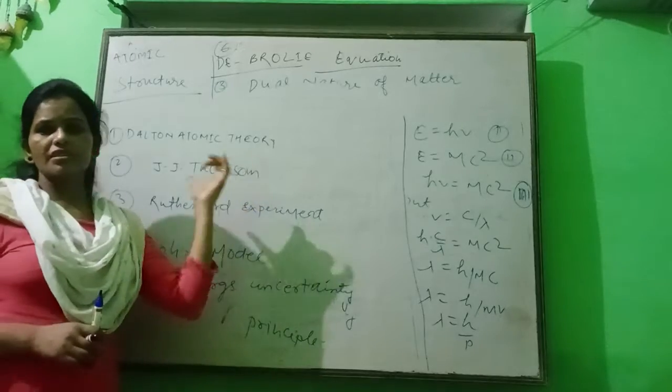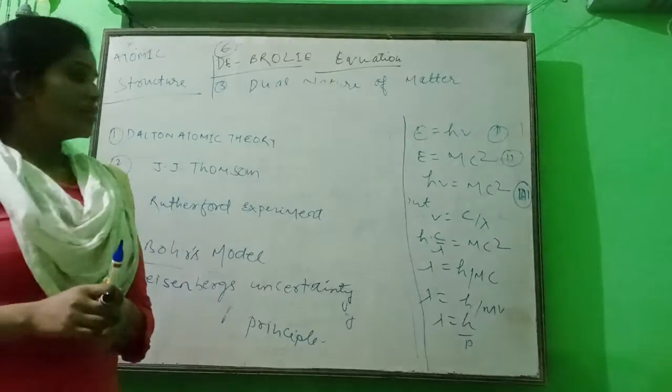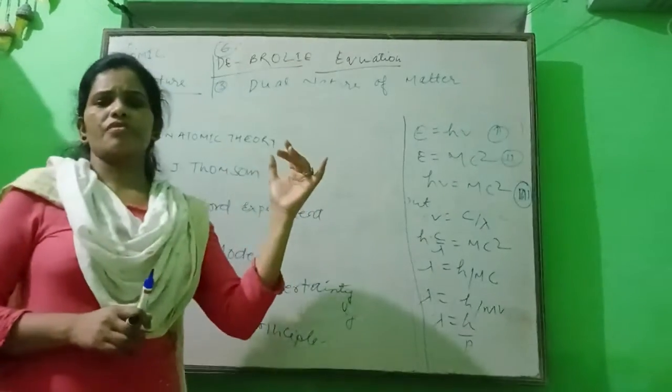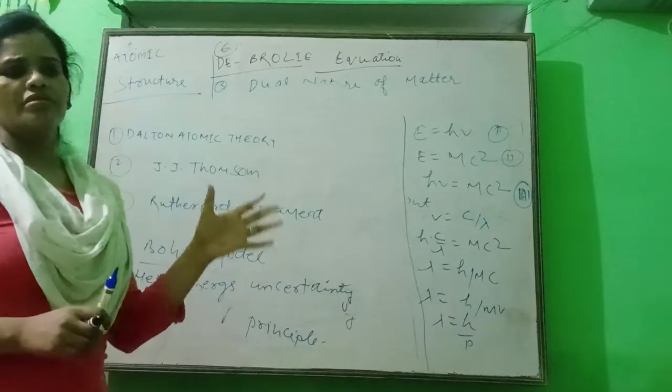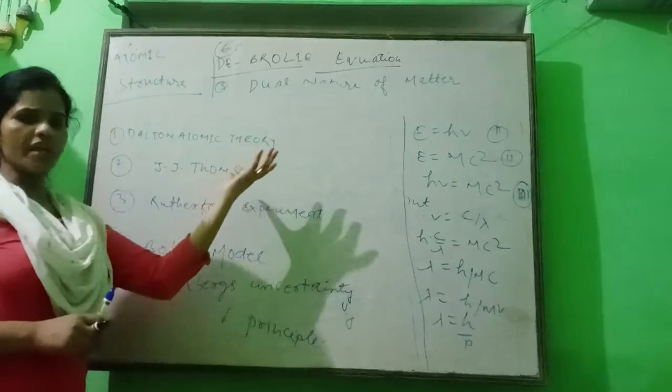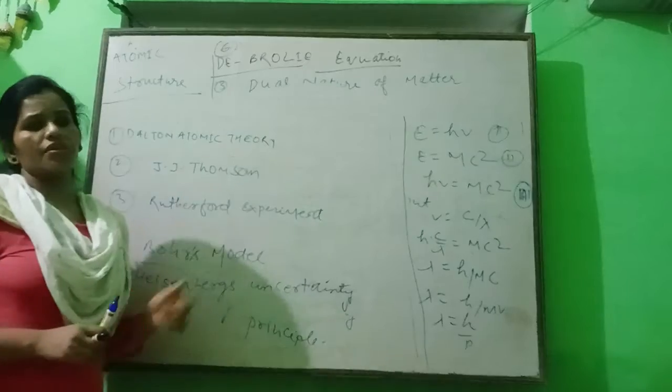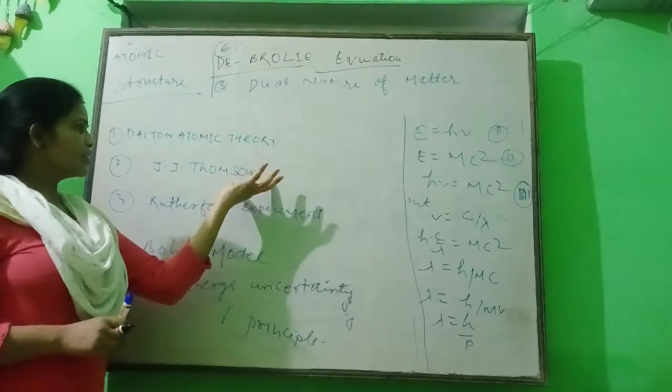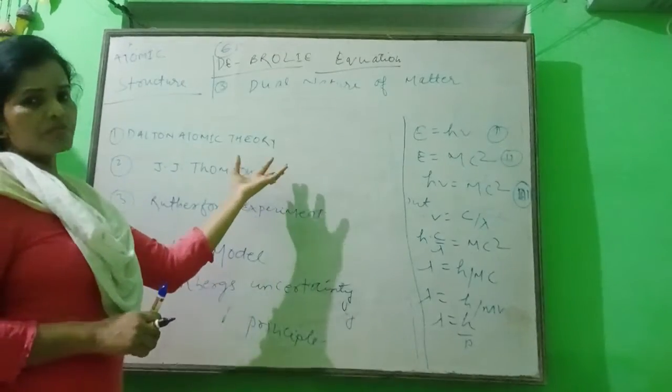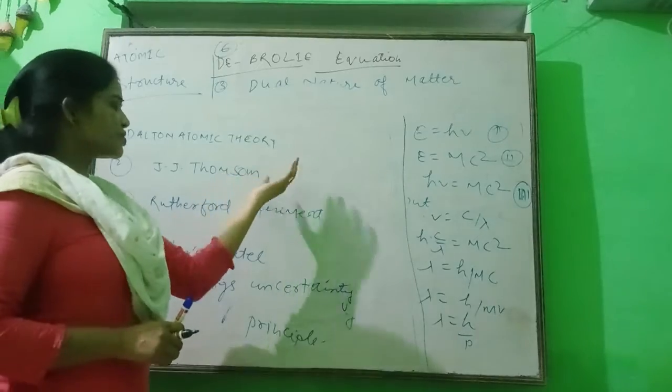The second one is J. Thomson, the second scientist who discovered the theory about the electron. J. Thomson discovered the electron.